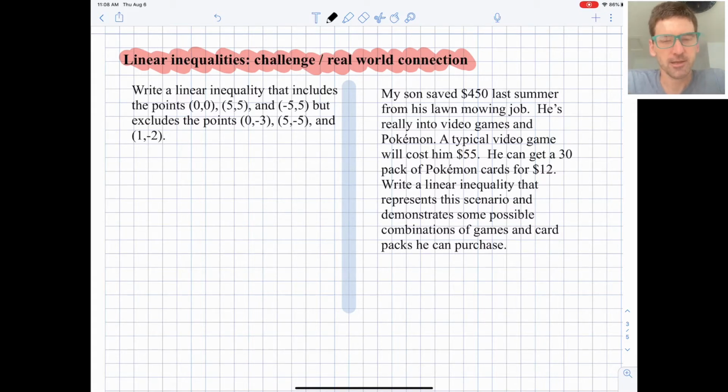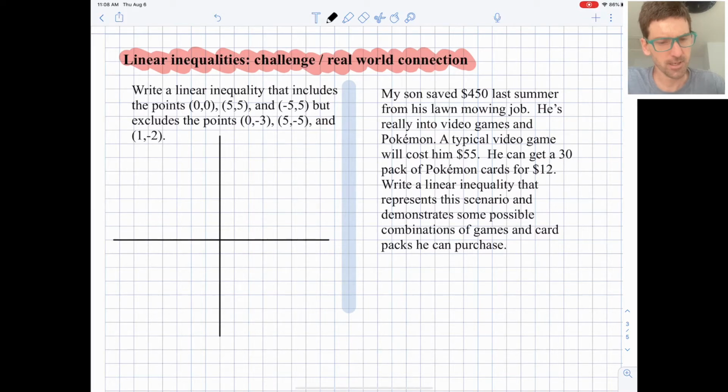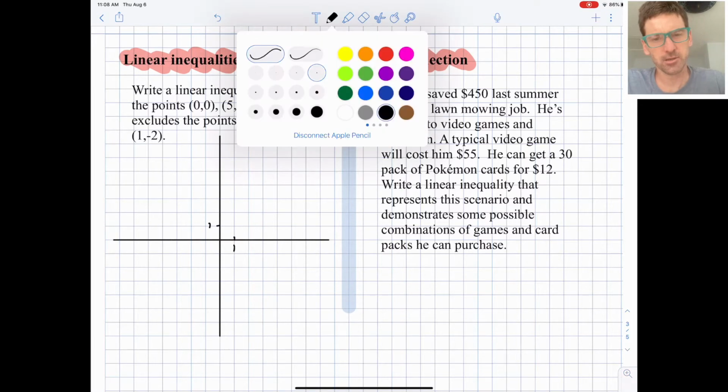Okay, so I think what I need to do is see a visual of this. So I'm going to graph those points up, and then we just need to see if we can fit a line that kind of divides the plane into two halves that separates those points. So let's get going with the graph first. I will just have a regular scale of ones. So, and I'll try to color coordinate.